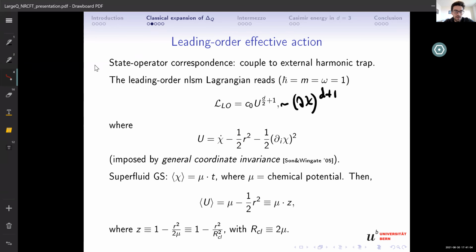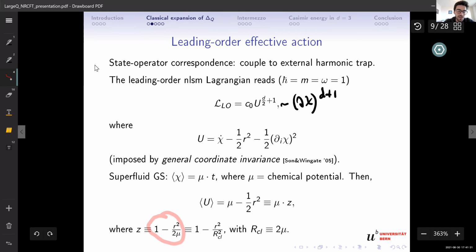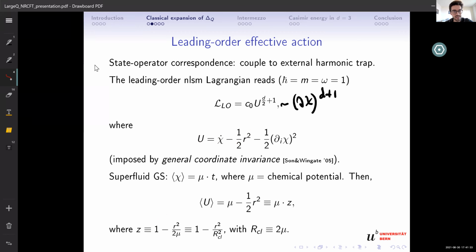And then I put the theory in the superfluid ground state, right? So the Goldstone mode acquires a VEV, that is the chemical potential times time. And then you can simply evaluate the VEV of this object here, and you just get mu and the harmonic potential. And here I will introduce a new spherically symmetric coordinate Z, that takes the following form here, and you will soon realize that it's extremely convenient to express everything in terms of this Z coordinate.